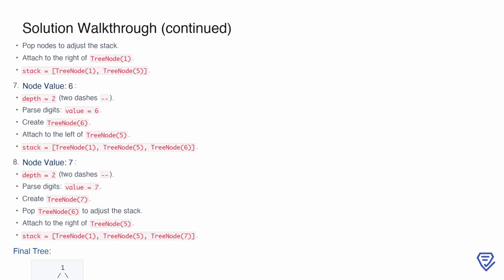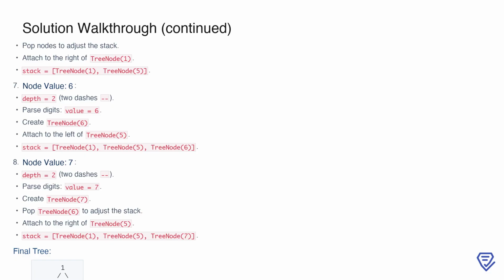To place tree node 5 in the correct position, we first pop nodes from the stack until the depth aligns with 1, which results in attaching tree node 5 as the right child of tree node 1. The stack is updated with tree node 5 as the most recent entry. For the node value 6, the 2 preceding dashes denote a depth of 2. Parsing reveals the value 6, and we create tree node 6. This node is then attached as the left child of tree node 5. The stack is updated to include tree node 6.